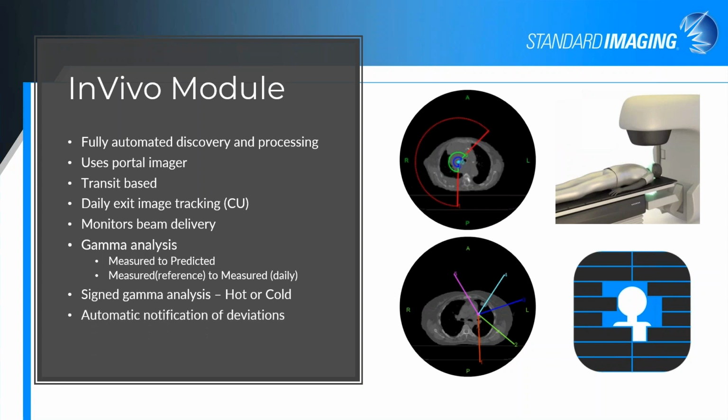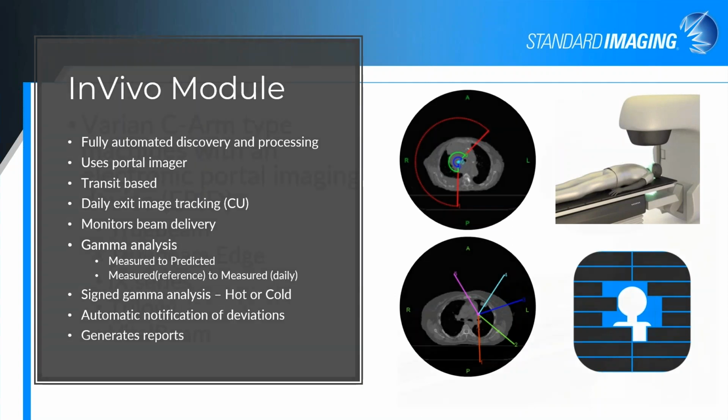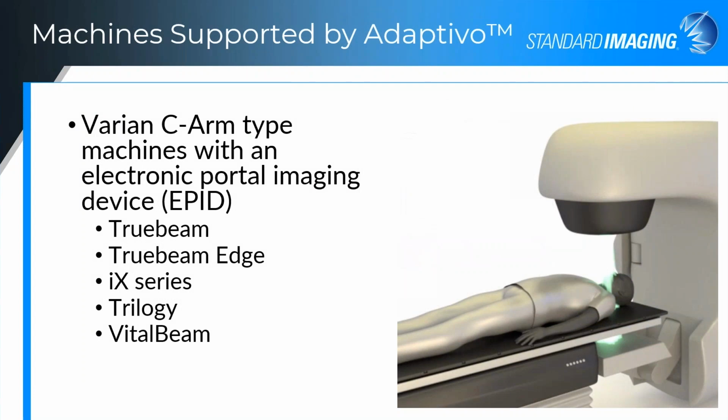Automatic notifications of, we say deviations, but it's essentially anything we detect that breaks the criteria that you will set, we'll give you a notification for. And then the software can automatically generate reports, and those can be uploaded to your R&V system if you choose. So currently, the machines supported by Adaptivo include the Varian C-arm type Linacs, your TrueBeams, both TrueBeam and TrueBeam Edge, the iX series, Trilogy, VitalBeam, etc.